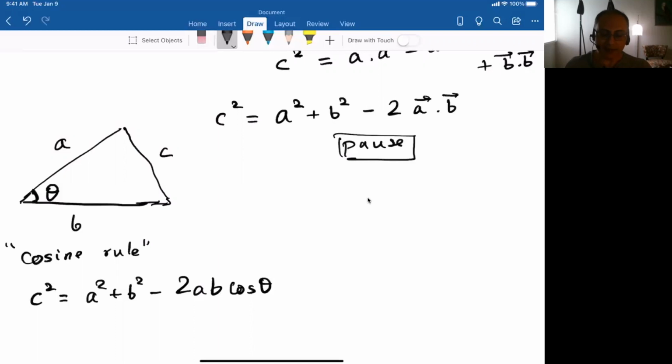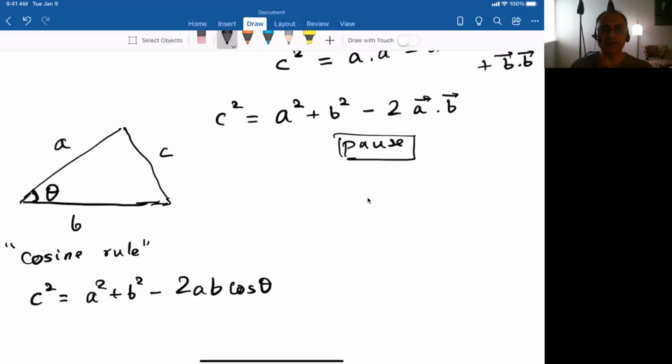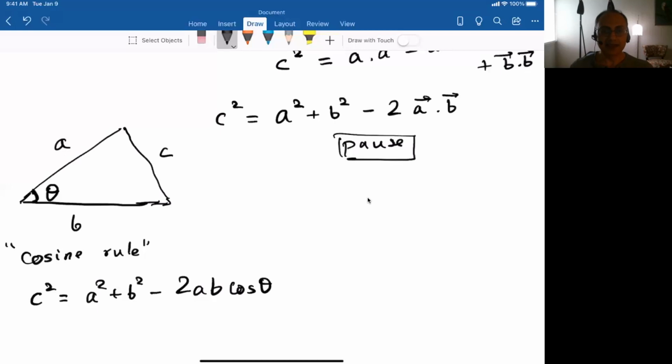All right. One special case of the cosine rule is when theta is 90 degrees and you have a right angle triangle. So what is cosine of 90 degrees? 0. Yes. And so what will this equation become when theta is 90 degrees? Pythagorean theorem. It will just become the Pythagoras theorem when theta is 90 degrees. That makes sense? So the cosine rule is a more generalized version of the Pythagoras theorem, which applies when the angle is 90 degrees or not 90 degrees.